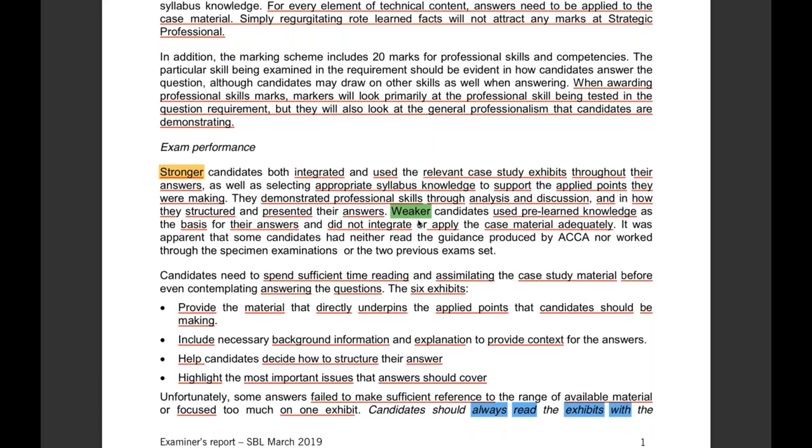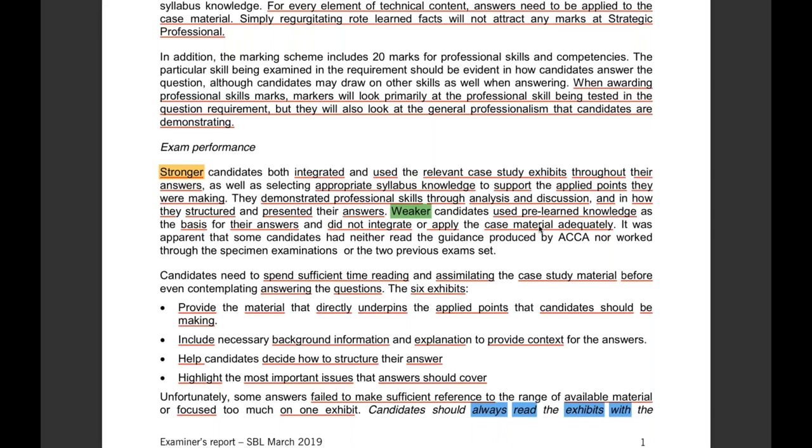So what did the weaker student do? Use pre-learned knowledge as the basis of their answers and did not integrate or apply the case material adequately. They do apply, but it's superficial. You need to demonstrate that you are intensely applying the case, intensely applying whatever knowledge you have in the context of the case.